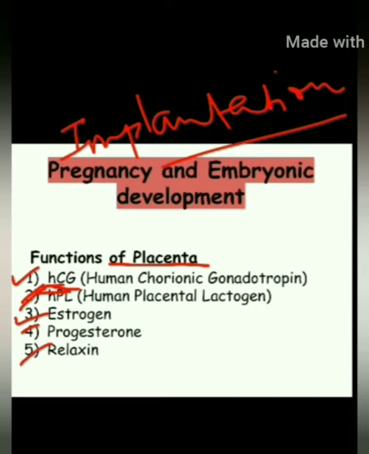And the last one is relaxin hormone. When the child is fully developed and about to be born, one hormone is released during birth, which is called relaxin. It is responsible for easy birth of the child. How does it do this? It softens the connective tissues of the pubic symphysis, reducing the discomfort of the mother and facilitating easy childbirth. It also softens the cervix so that the child can be born easily.